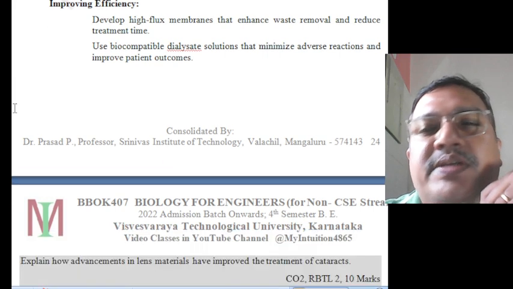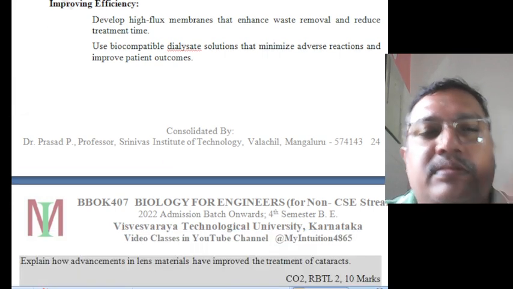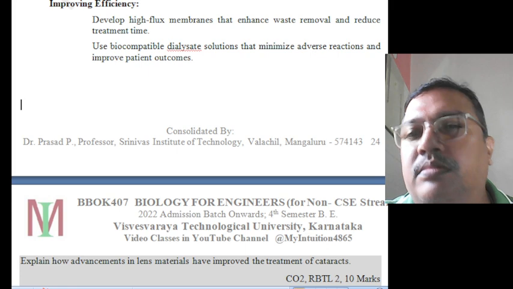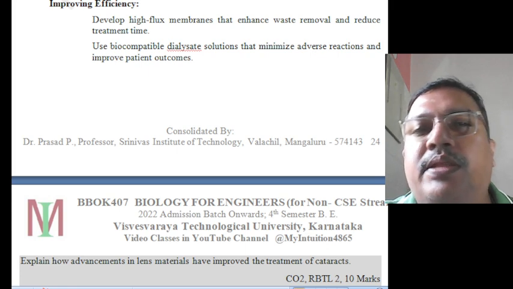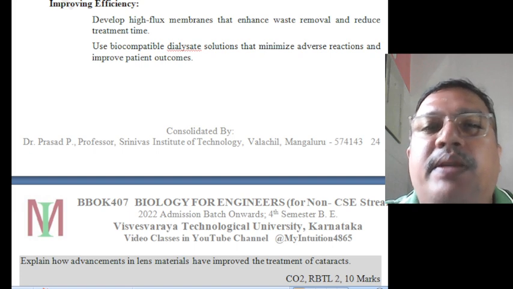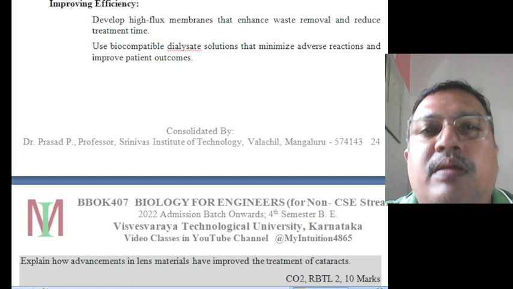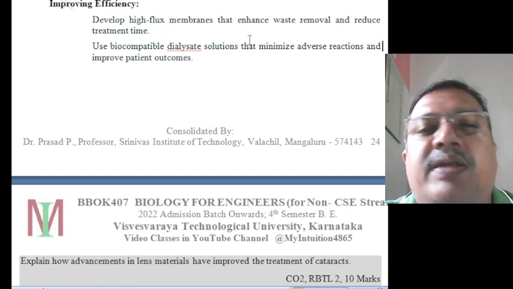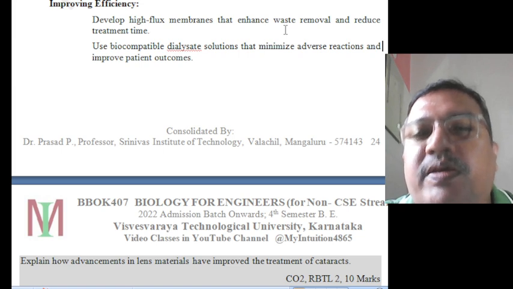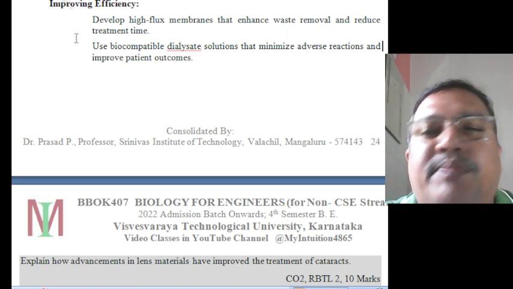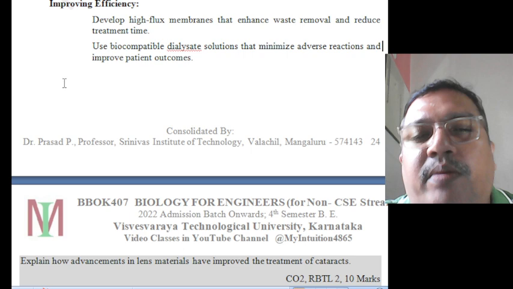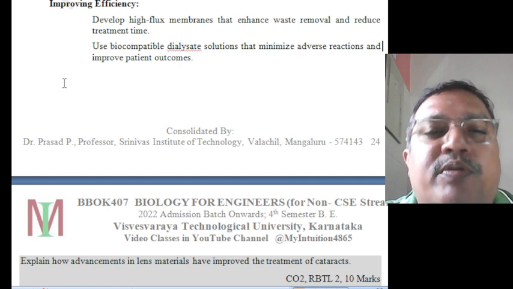Then improving the efficiency: develop a high flux membrane that enhances waste removal and reduces the treatment time. Use a biocompatible dialysate solution that minimizes adverse reactions and improves patient outcomes.